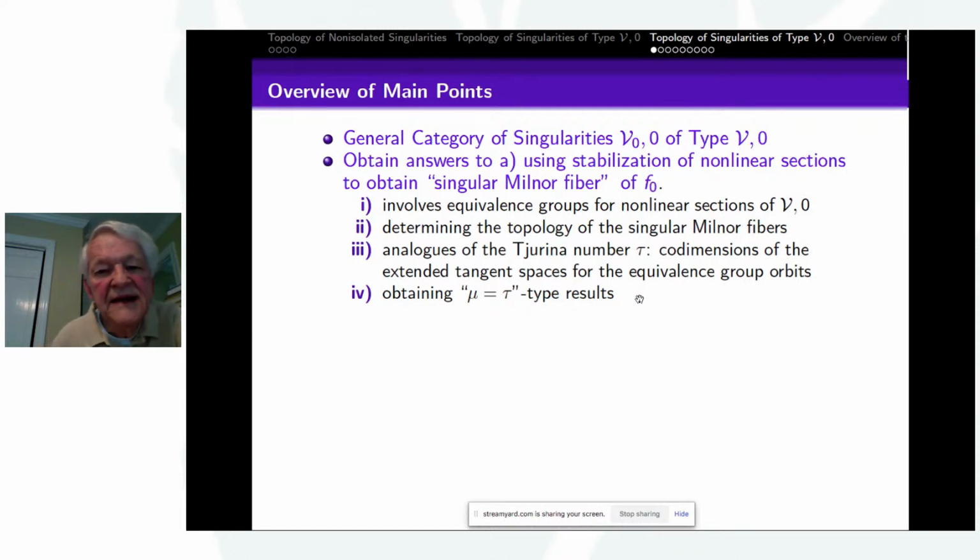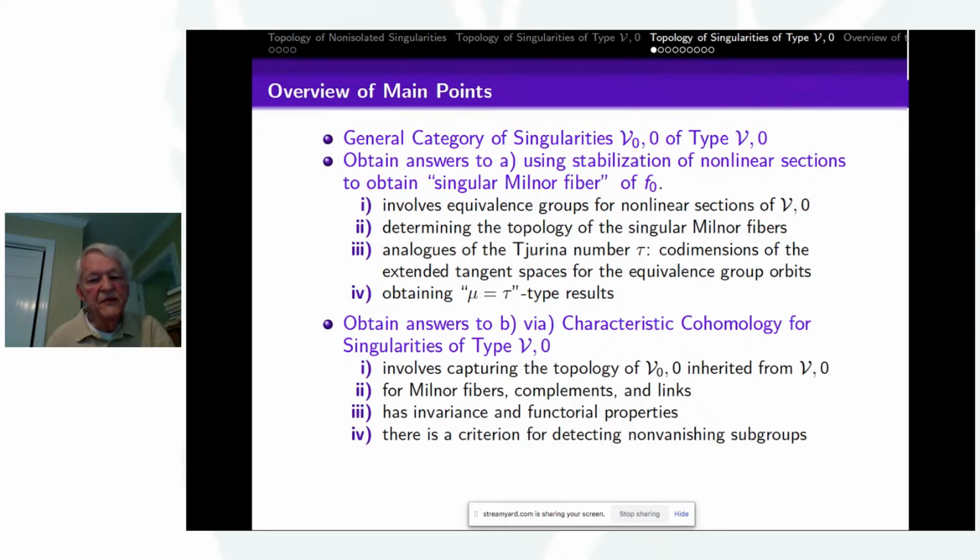And then to ask under what circumstances we can obtain analogs of what's typically called a mu equals tau result, where mu is going to represent some invariant of the topology, maybe something like a Milnor number, and tau is going to be some kind of invariant, like one of these, like the Tjurina number. That's for the first question, A.